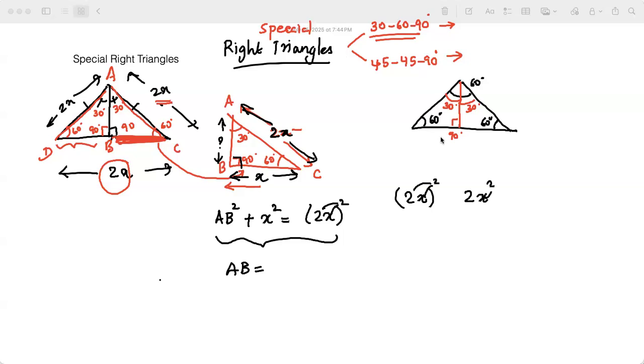Dhruv, AB is not x. How come AB is x? What I did, I used the square root on both sides. I got AB plus x is equal to 2x. And I subtract. AB plus x is not 2x. Is that what the Pythagorean theorem says? The sum of the squares of the sides. Oh. You see, it is not AB plus x. Dhruv, did you understand? Okay, good. Go ahead.